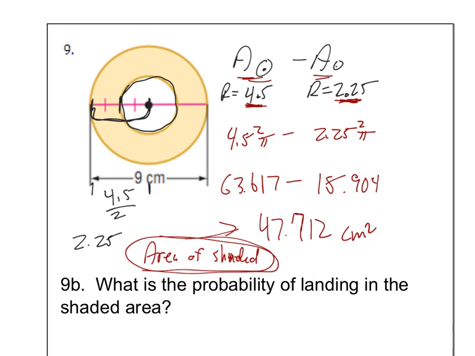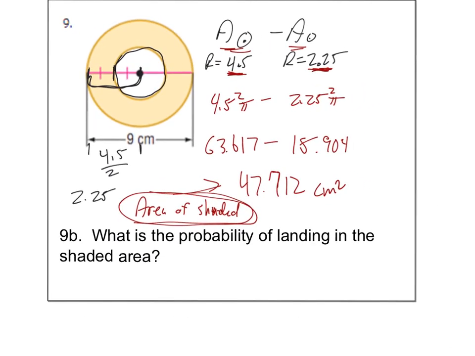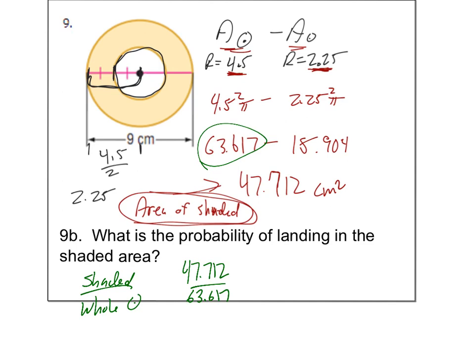All right, but now again, they're looking for probability. So the probability of landing in my shaded area is just going to be the shaded area over the whole circle. So all I'm going to do is take 47.712 and divide it by the area of the whole thing, which was this. So 47.712, which is going to be 0.75. So there's about a 75% probability that if I throw a dart or whatever it is, I'm going to land in this shaded area. That's what I'm looking at.